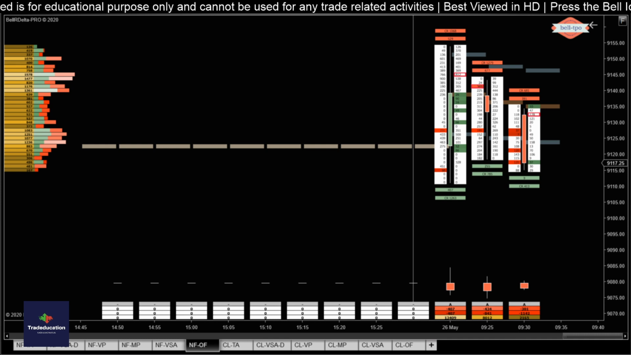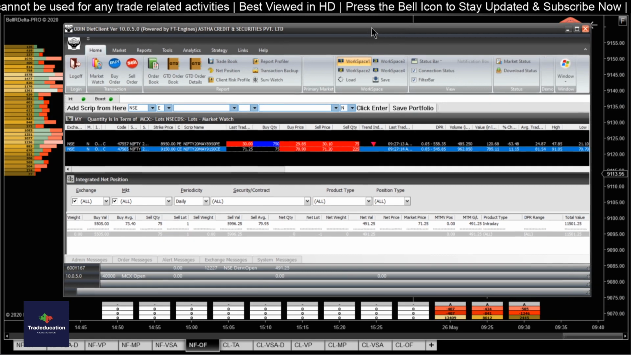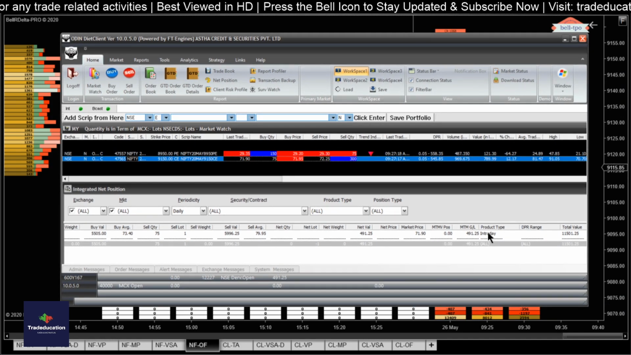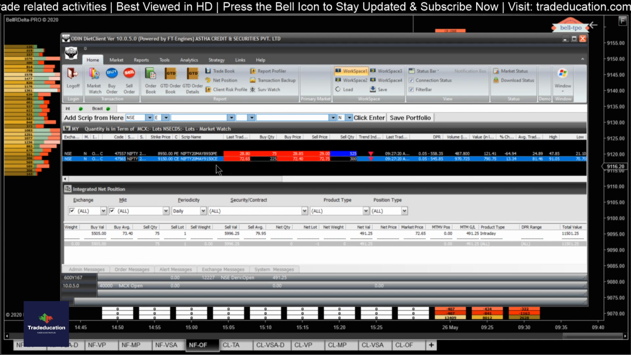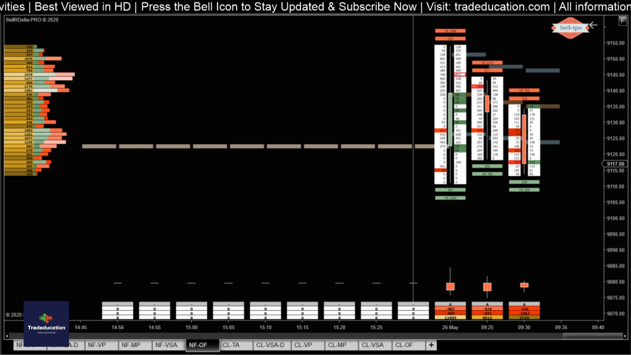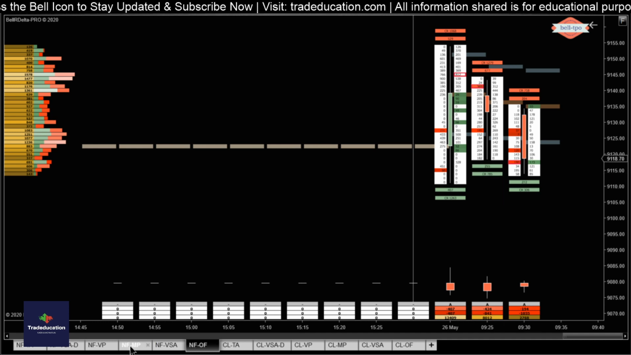Okay, so I did a quick scalp. I shorted 9150 calls. So this is my trading terminal. I shorted calls and made about 400 bucks. So just sharing with you guys. Okay, so I'm done with a quick scalp trade, but odds increase to tag the lows.